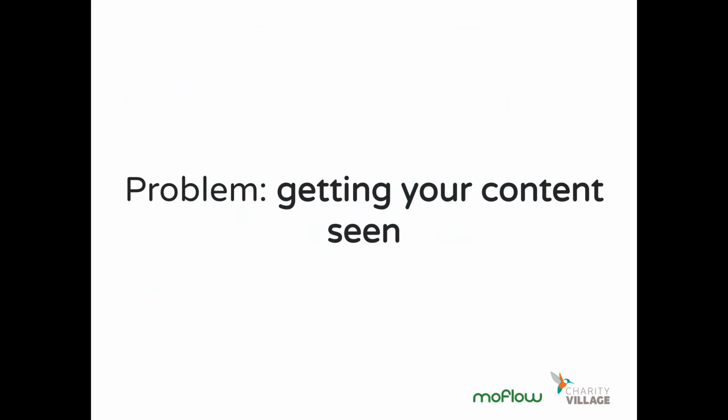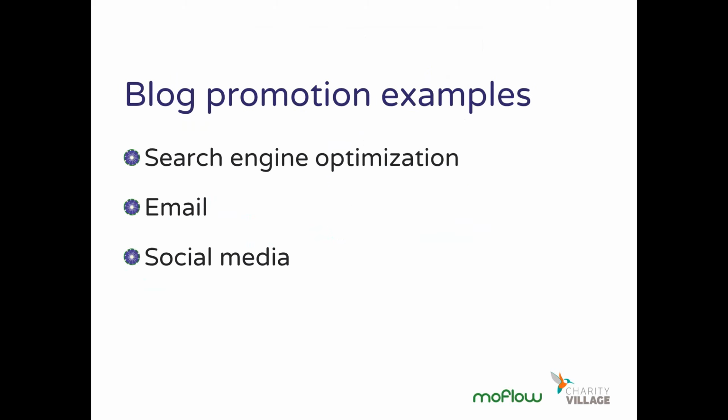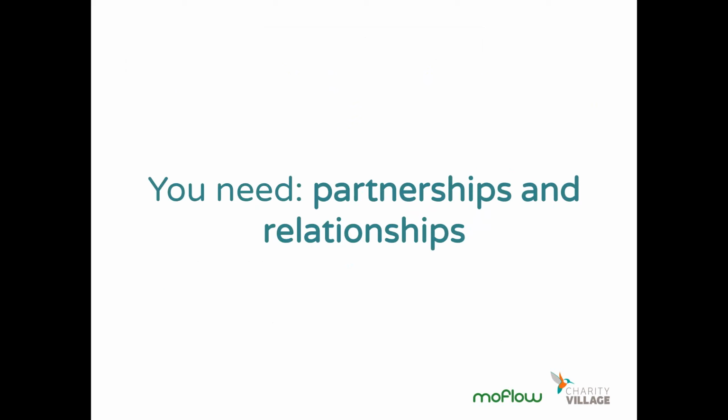All right, so one more problem here that we're going to talk about is getting your content seen. Now, you're going to want to develop a promotional plan for your blog, and that's going to be very much dependent on your audience and the marketing persona you developed for them and your purpose. But your blog promotion is going to include a mix of keyword targeting and search engine optimization, of email promotion of your blog posts, either one post at a time or in your mix of email updates, and social media, where you'll be finding your audience where they are to promote blog posts. But a thing that I think you need that might not be as obvious is partnerships and relationships.